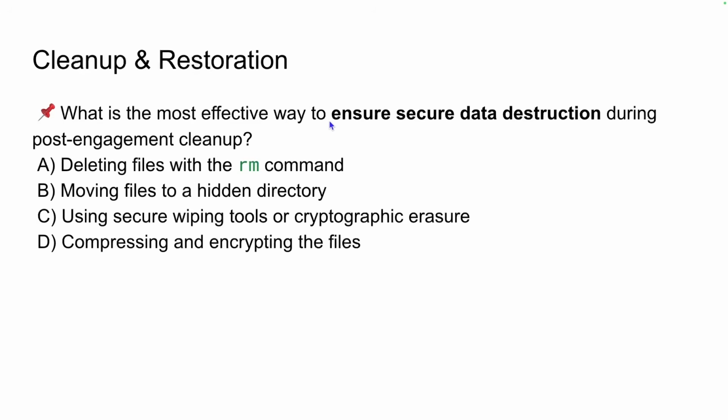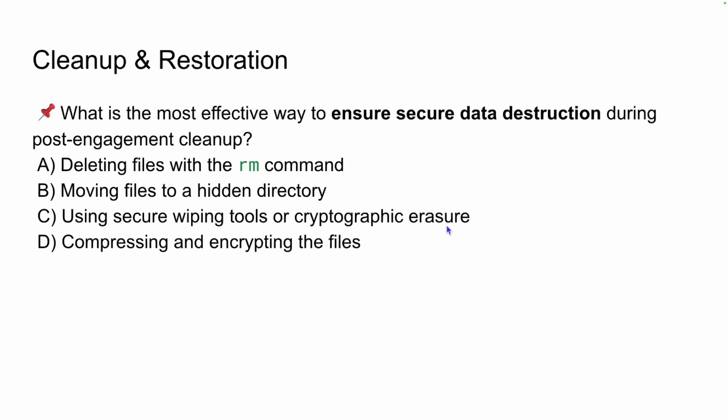What is the most effective way to ensure secure data destruction during post-engagement cleanup? Deleting files with the rm command, moving files to a hidden directory, using secure wiping tools or cryptographic erasure, compressing and encrypting the files. So what are we trying to do? We're trying to ensure secure data destruction. Deleting files with the rm command could technically have them be recovered. Using secure wiping tools or cryptographic erasure sounds really good.